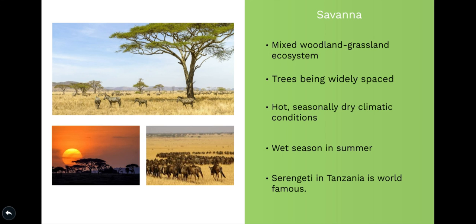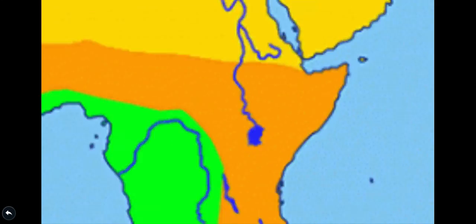The Serengeti in Tanzania is probably the most famous, and you might have seen these particular habitats and biomes, things like the Lion King.